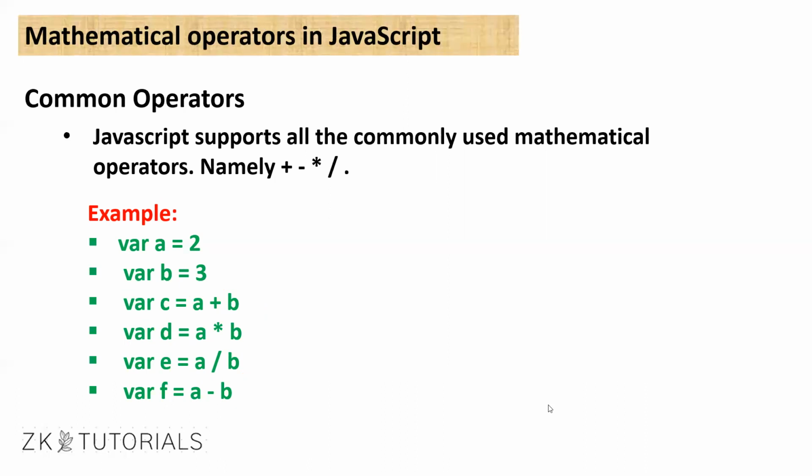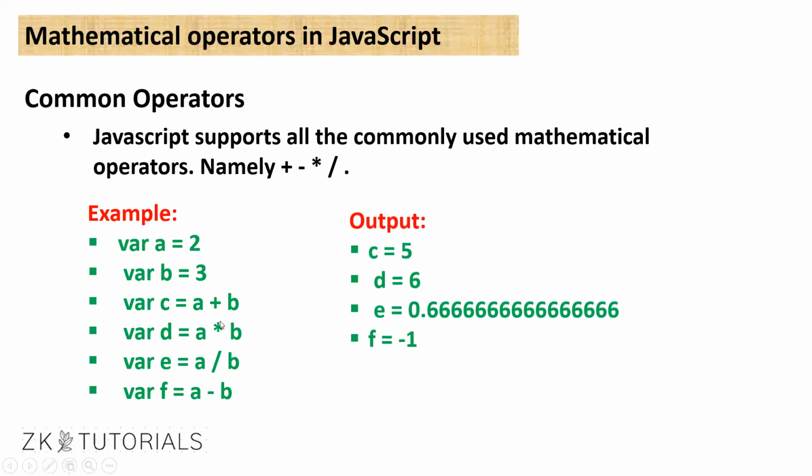I will show you some live examples. So c gets the value a plus b, which is 5. For d, we multiply 3 into 2, which is 6. If we divide the value of variable a by b, we get this result. And if we subtract, we get -1. So let's see this in our Replit.